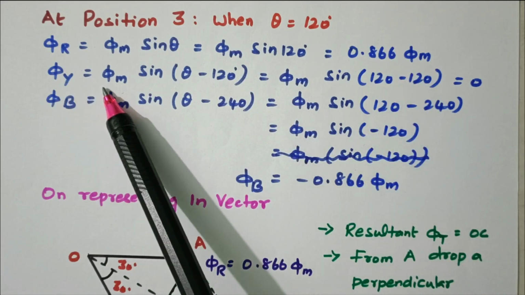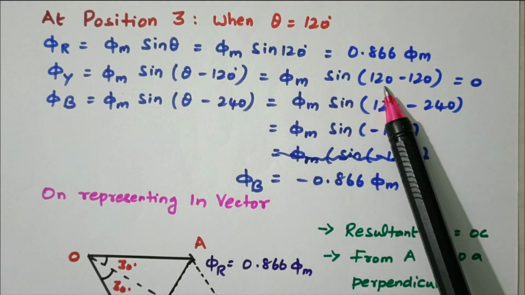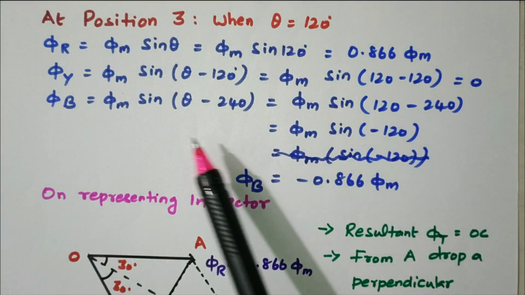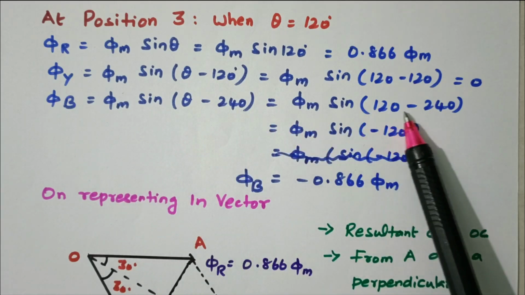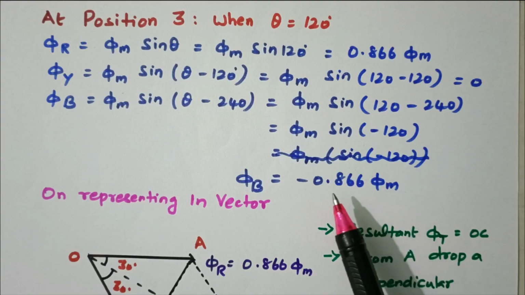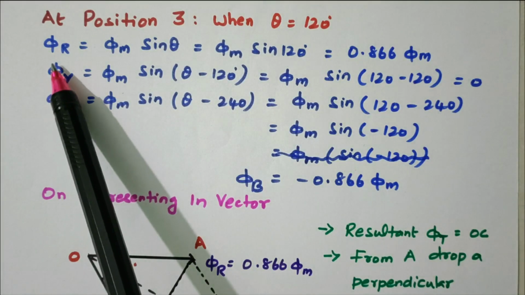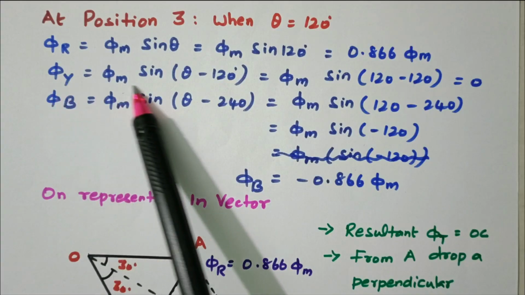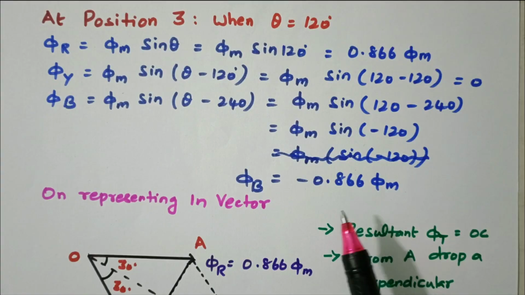Then phi y equals phi m sin (theta minus 120). That is 120 minus 120, so it becomes 0. Sin 0 is 0. Then phi b is phi m sin (theta minus 240). So 120 minus 240 is minus 120. Sin minus 120 is minus 0.866 into phi m. So phi r is positive 0.866 phi m, phi y is 0, and phi b is negative 0.866 phi m.